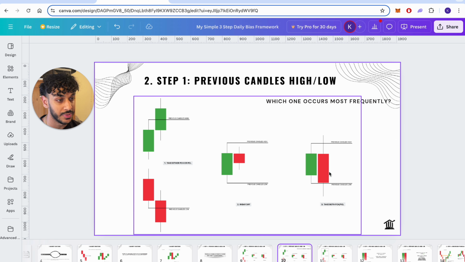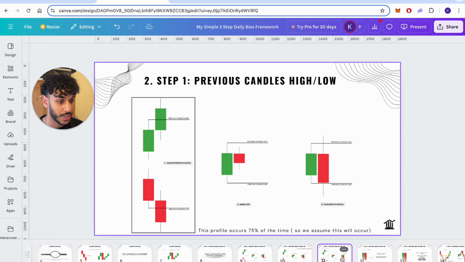So the biggest question you want to ask yourself is which one of these occurs most frequently? And out of all the three, the majority of the time it's going to be the first one. So basically, the majority of the time, price is going to reach for either previous candle's high or previous candle's low.